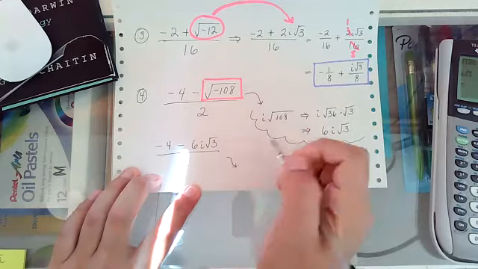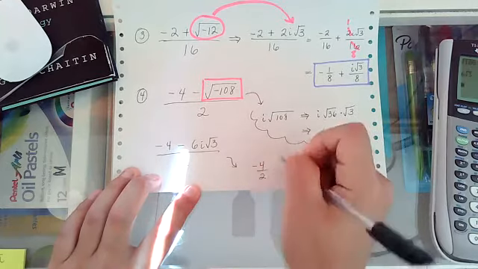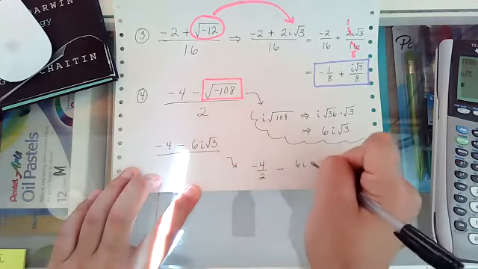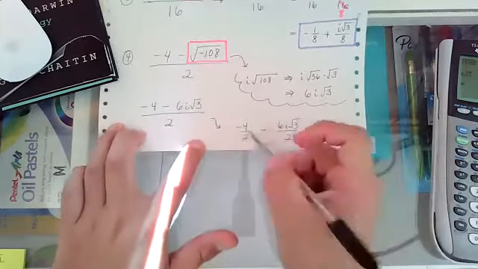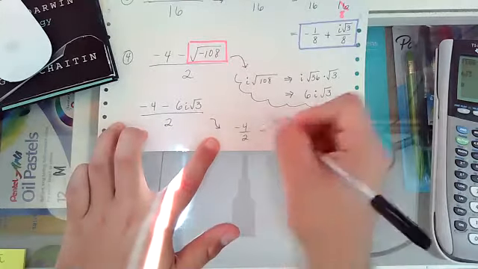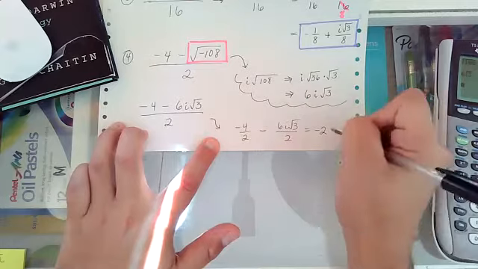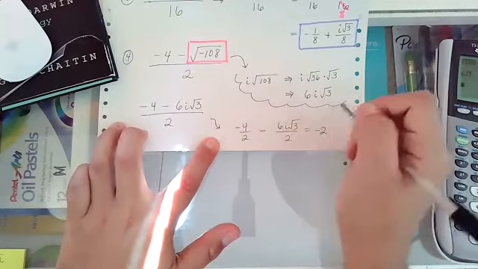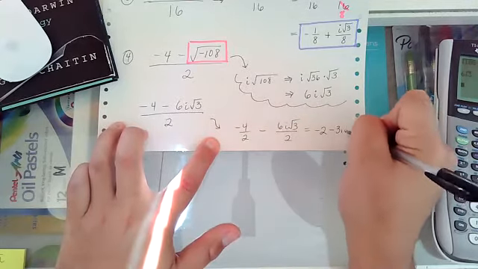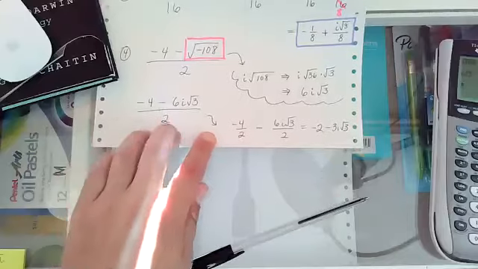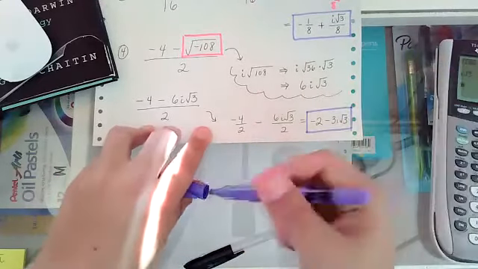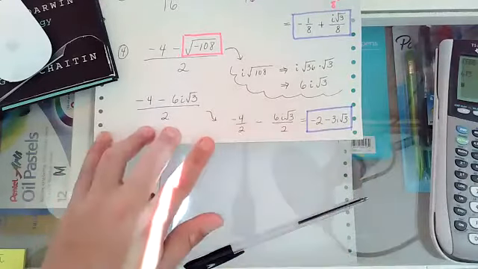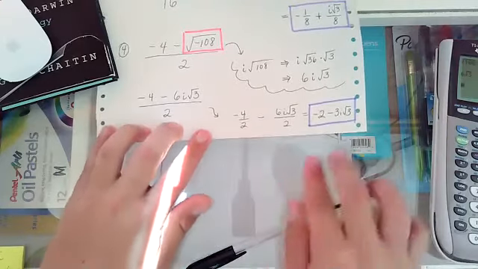In any case, we'll go ahead and split up this fraction, negative 4 over 2 minus 6i root 3 over 2. And then we can simplify this part, 4 over 2 is just negative 2. We can simplify this part as well. So that's going to be minus 3i root 3. Is that what you guys were able to get? Or were you able to follow along and not get too lost?